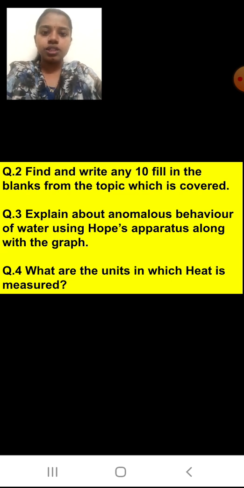Next question 4 is what are the units in which heat is measured? So you are going to write the SI and CGS units in which heat is measured. I hope students it is clear to you. Okay, now this is the next question. It is from the textbook again.